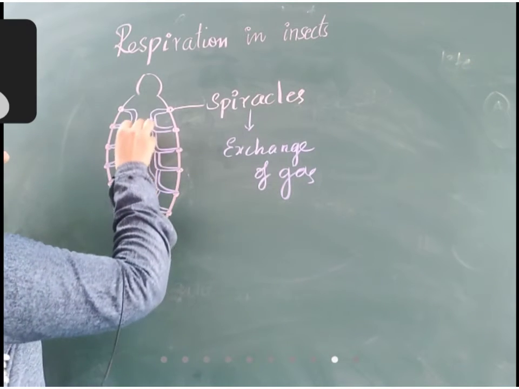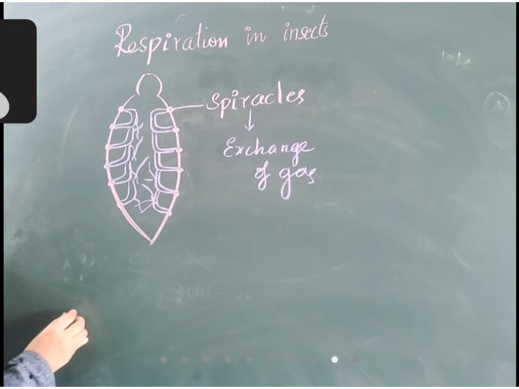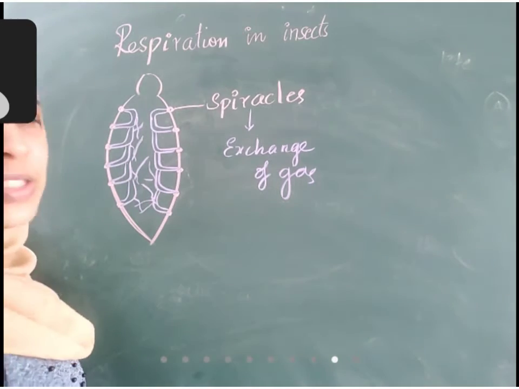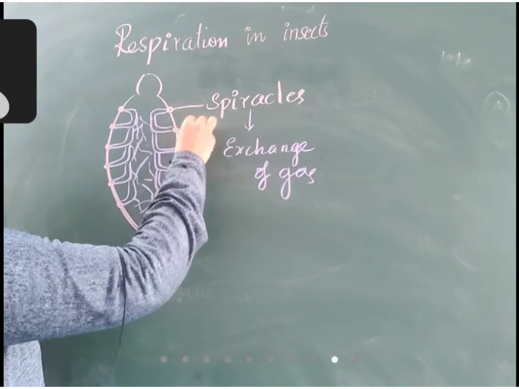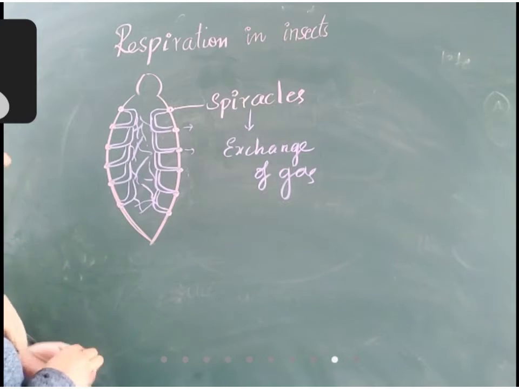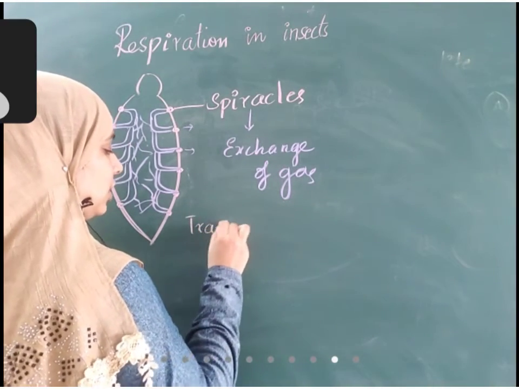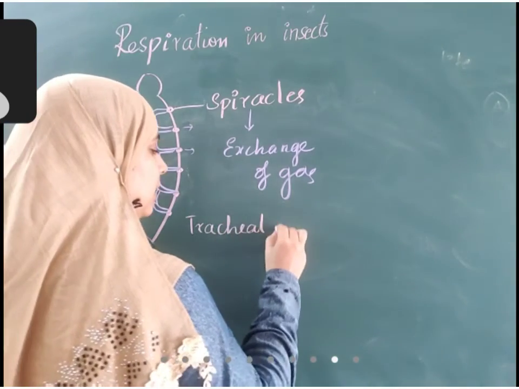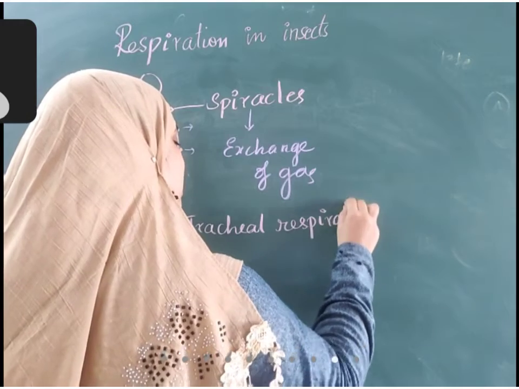They are branched inside the body. They distribute the oxygen in the entire body and collect carbon dioxide from all parts of the body. Again, through the same spiracles, carbon dioxide will come outside. This type of respiration is called tracheal respiration. Tracheal respiration is seen in insects.